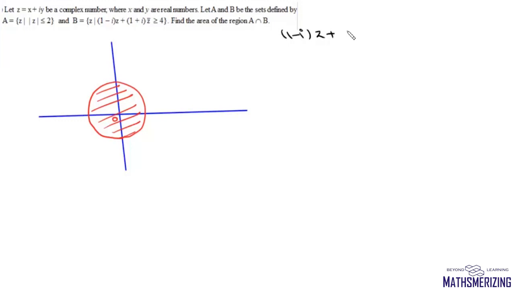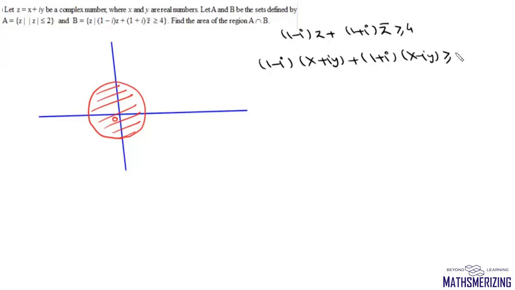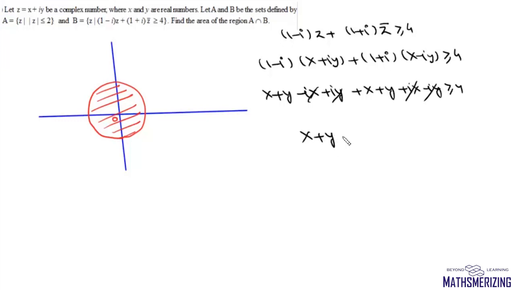1 minus iota z plus 1 plus iota z bar, it is greater than or equal to 4. Now we can write this as 1 minus iota, and it is x plus iota y, and it is 1 plus iota, and x minus iota y, it is greater than or equal to 4. Now we can write this as x plus y minus iota x plus iota y, and here also it will be x plus y plus iota x minus iota y, it is greater than or equal to 4. So these two will cancel. So we'll get x plus y is greater than or equal to 2.